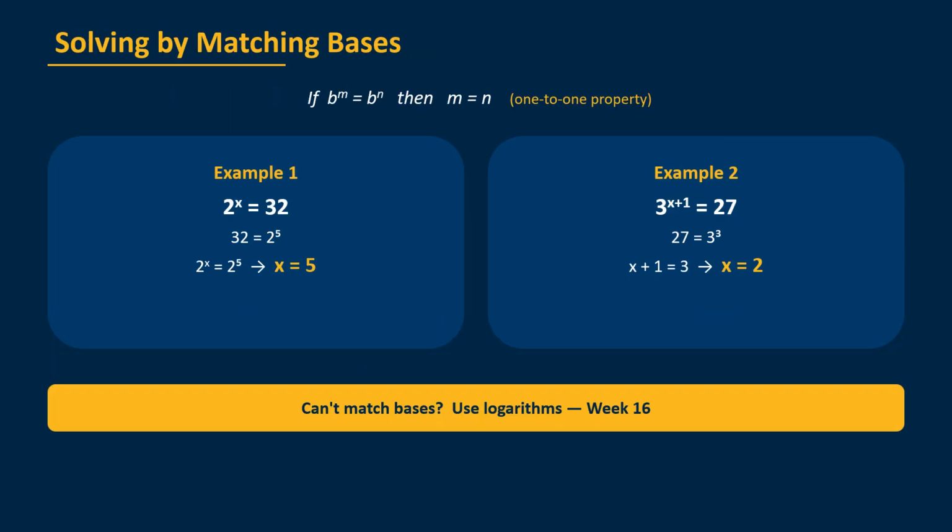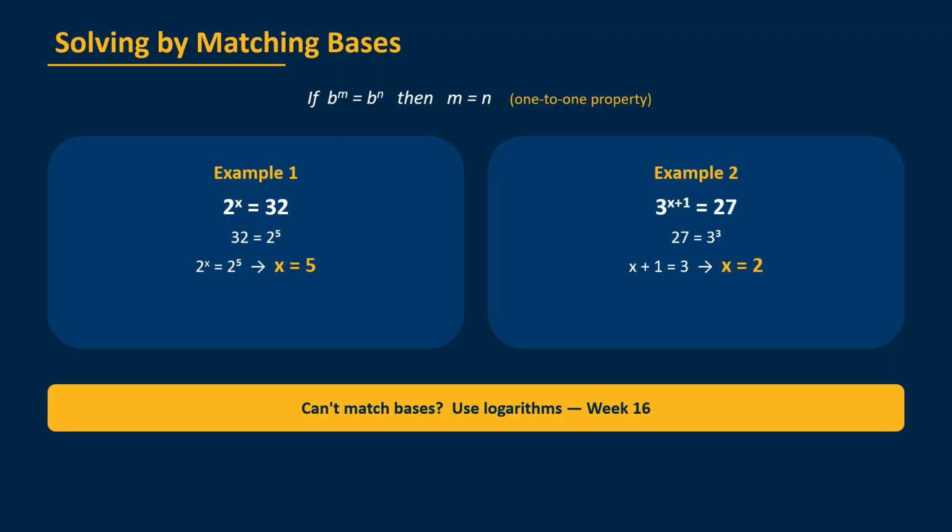We now turn to a fundamental technique for solving exponential equations: base matching. The underlying principle is straightforward and rests on the one-to-one property of exponential functions. If b to the m equals b to the n for some base b greater than 0 with b not equal to 1, then necessarily m equals n. Consequently, when both sides of an equation can be expressed with a common base, we may equate the exponents directly.